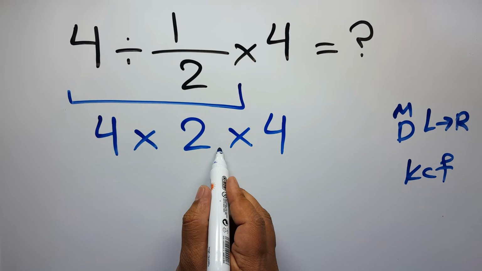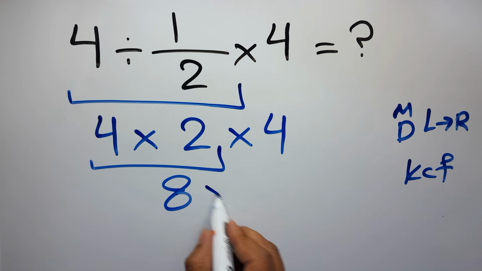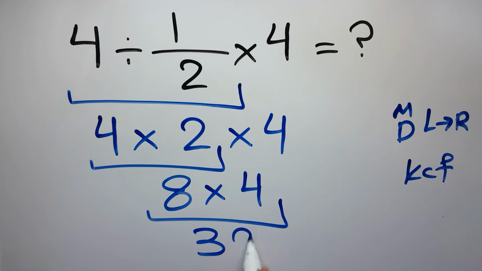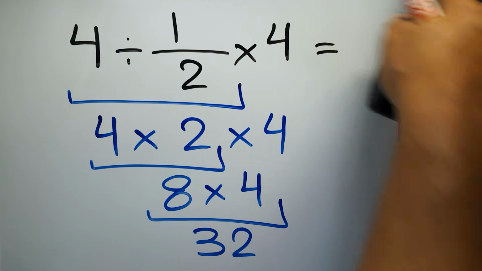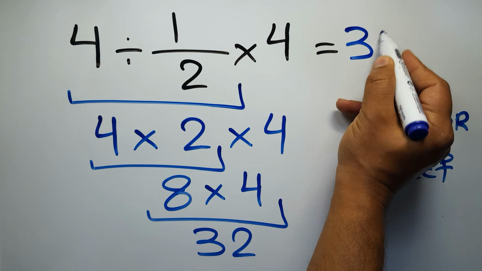4 times 2 gives us 8. So 8 times 4, which equals 32. And this is our final answer to this problem. The correct answer is 32.